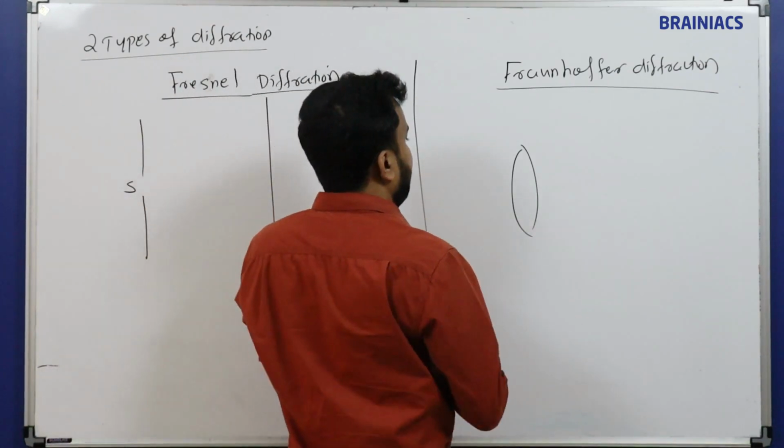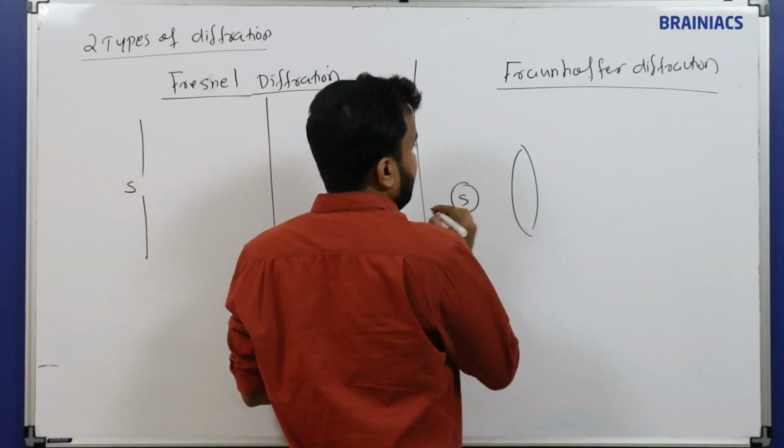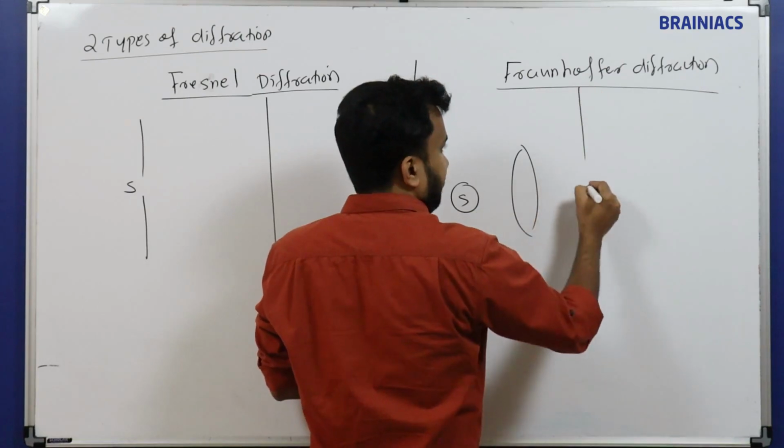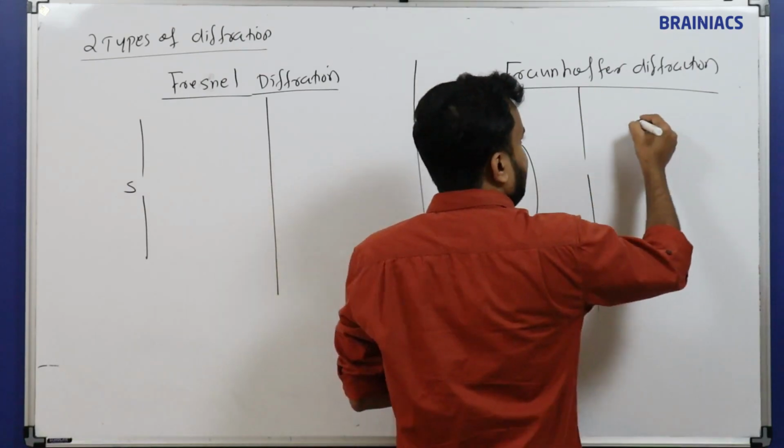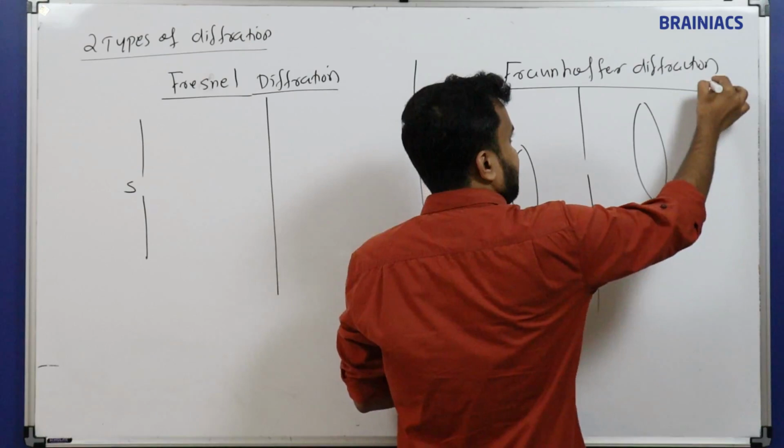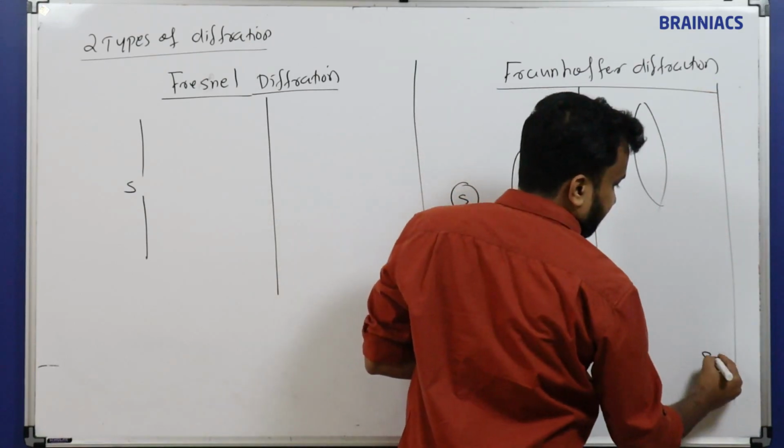Okay, let's put it like this: a source of light will be here, and here we have our slit, then we have another convex lens, and here we have a screen.